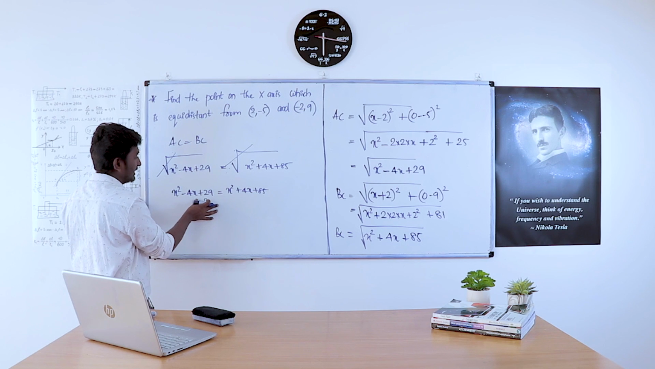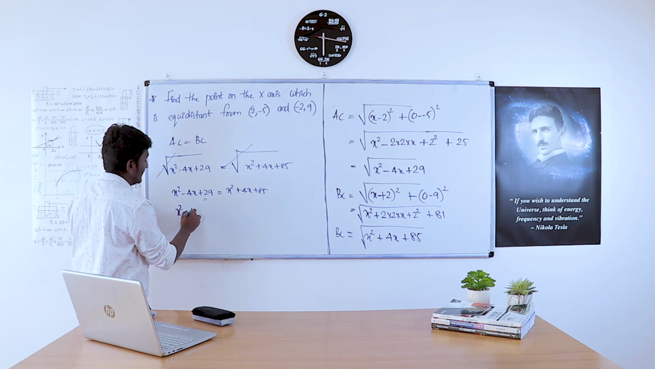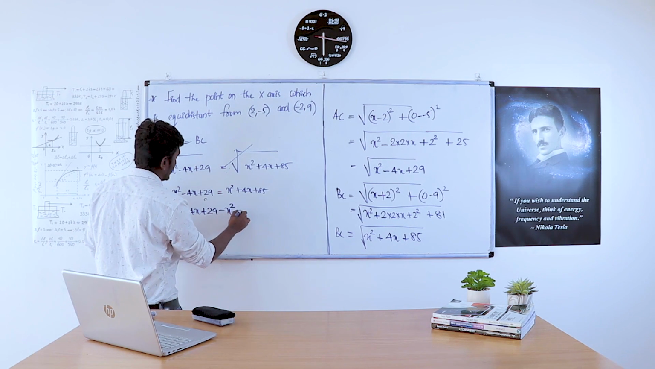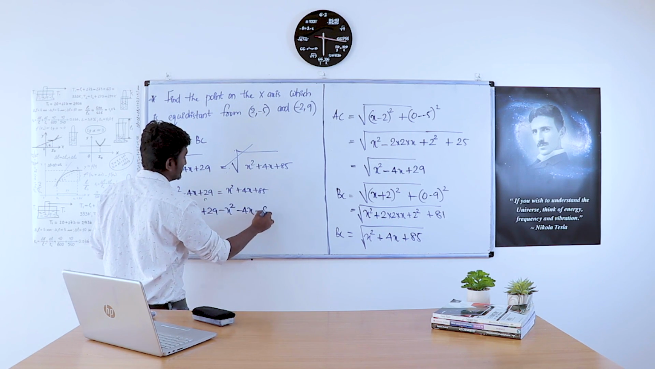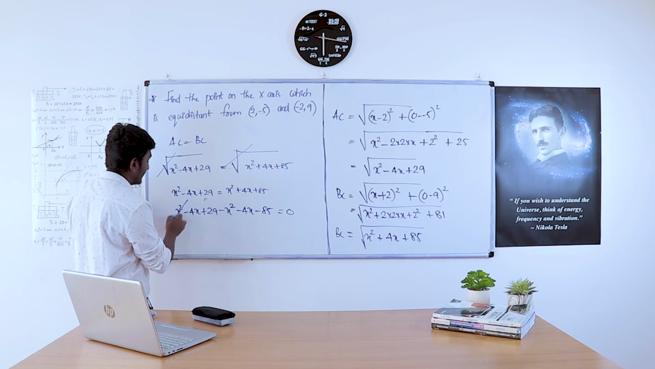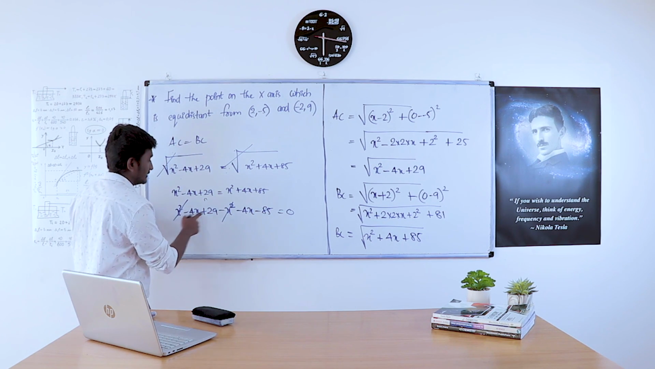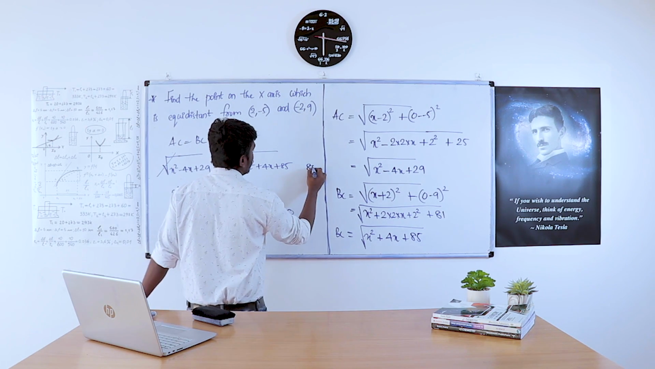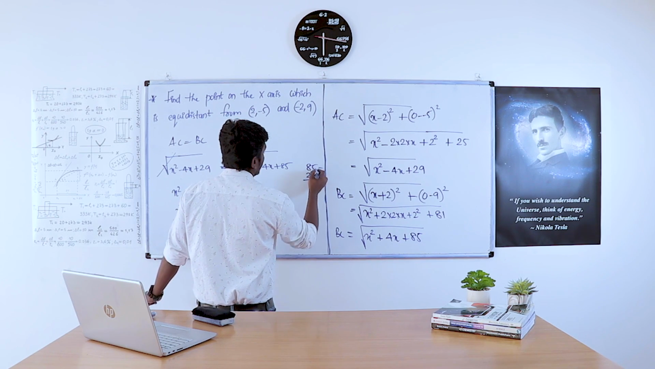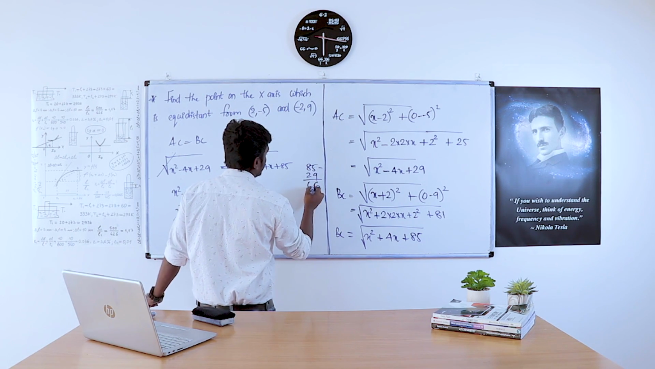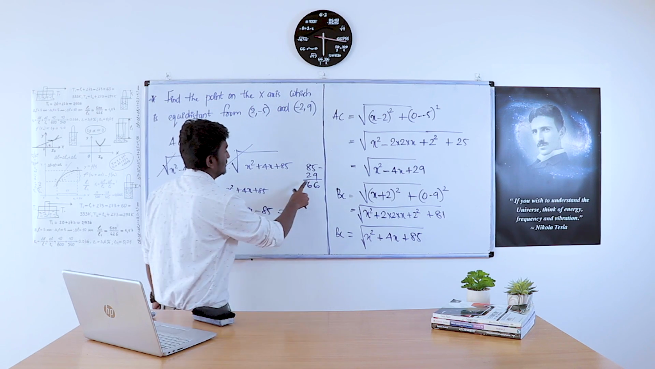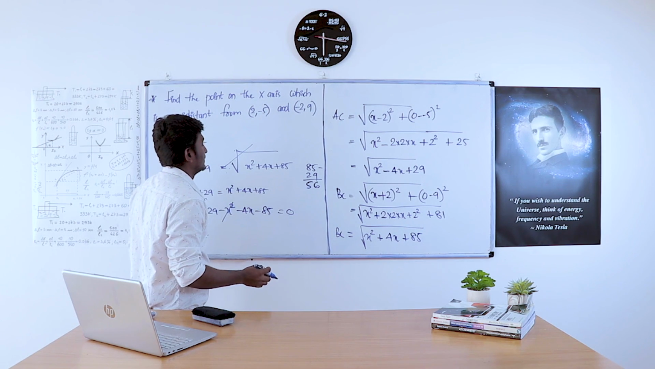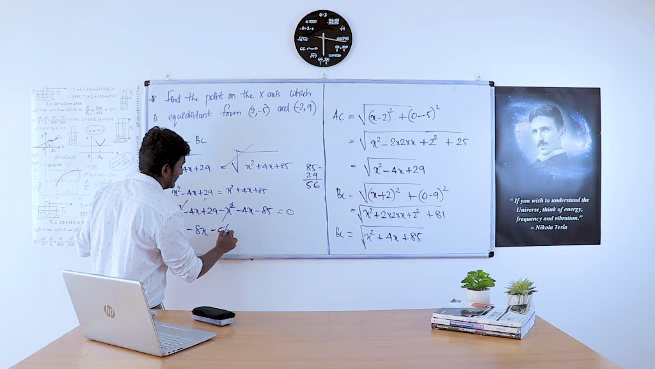All these things are taken to the left hand side. Then it becomes x square minus 4x plus 29, x square comes here minus x square, 4x comes here minus 4x, 85 comes here minus 85 equal to 0. Then x square minus x square cancels. Minus 4x minus 4x, it is minus 8x. 29 minus 85. What is 29 minus 85? It is minus 56 equal to 0.